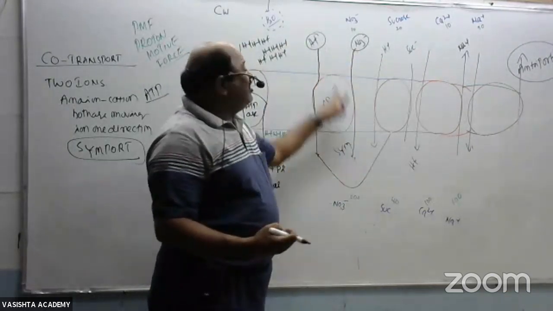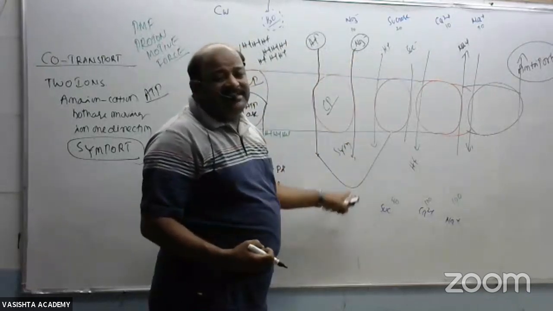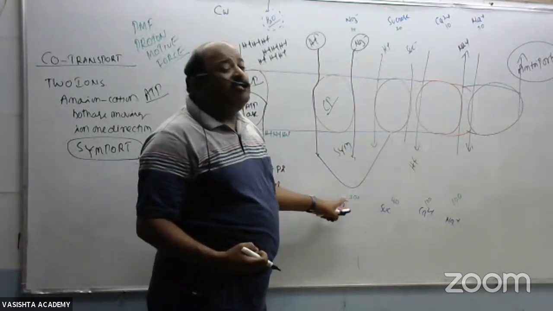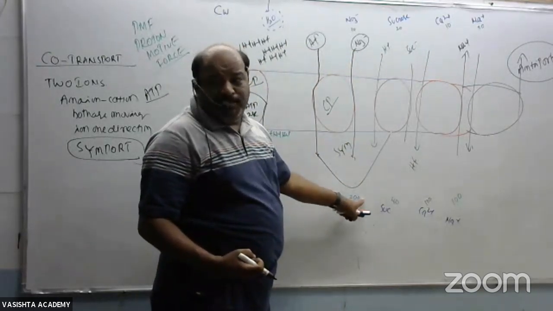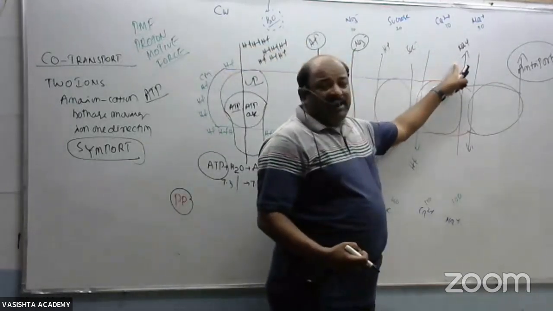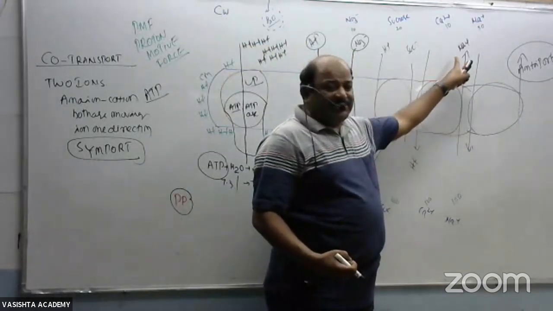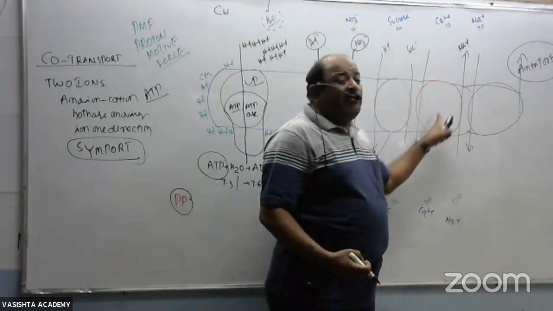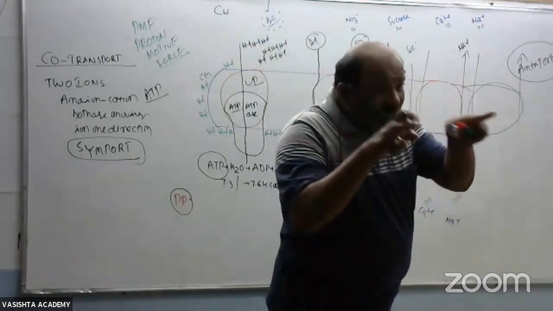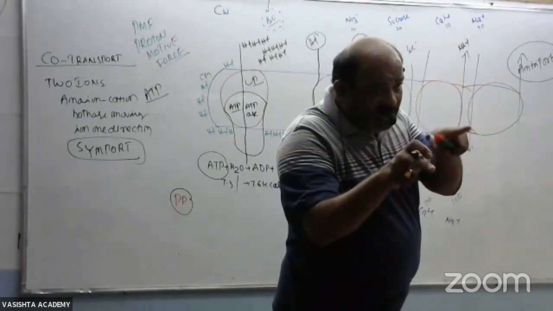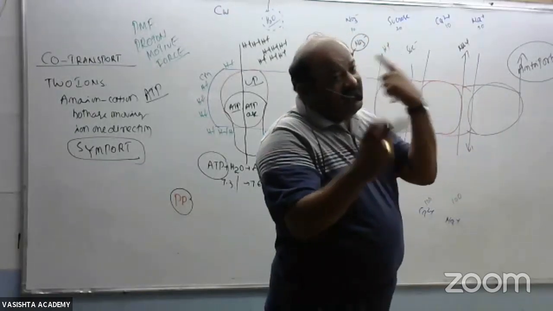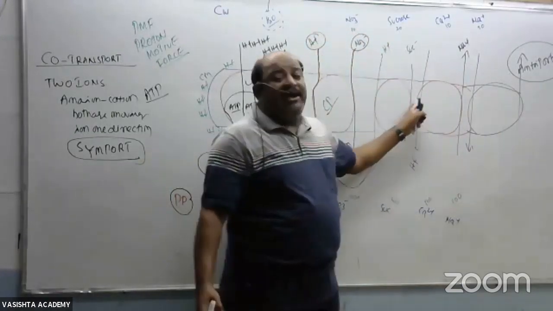Now the two ions enter in the same direction, anion and cation. That movement is called symport. Now for the same charged bodies, for example H plus as well as sodium ion, their movement does not take place in one direction. You enter the house, your brother is going outside. That movement is called antiport.